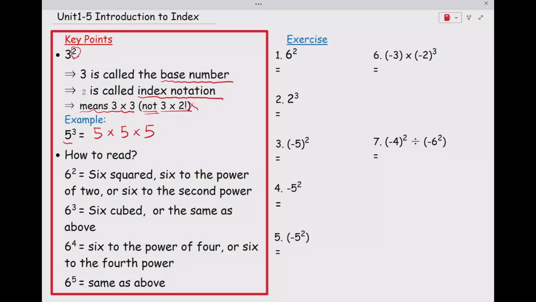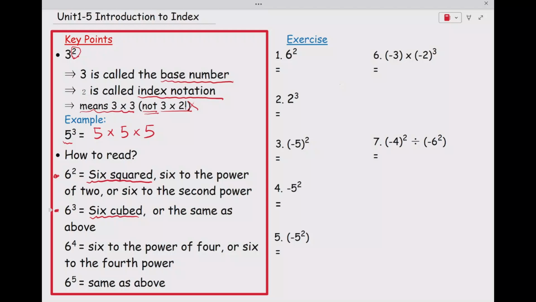Okay, next, how should you read the numbers with index attached to them? 6 and 2 is read as 6 squared, or 6 to the power of 2, or 6 to the second power. 6 and 3 is read as 6 cubed, or 6 to the power of 3, or 6 to the third power.